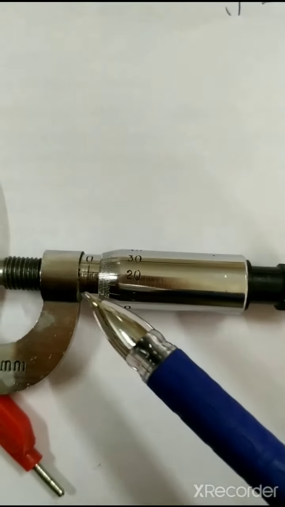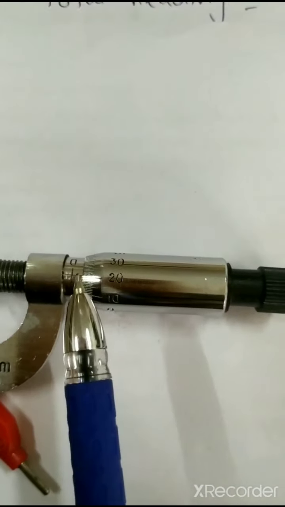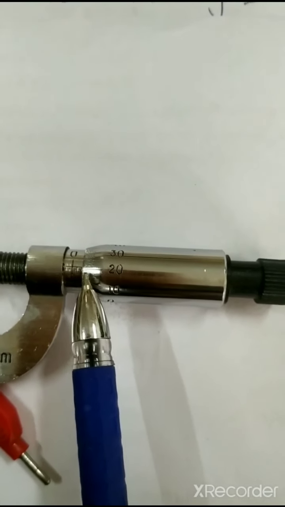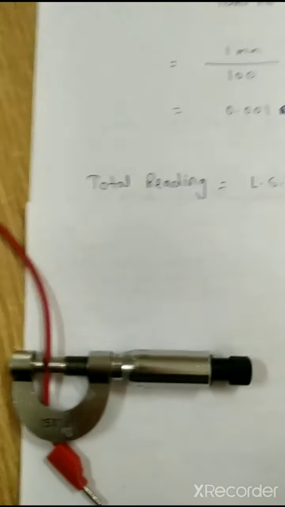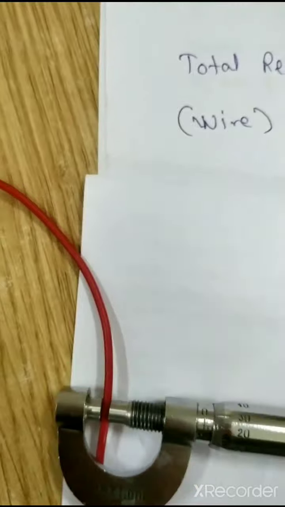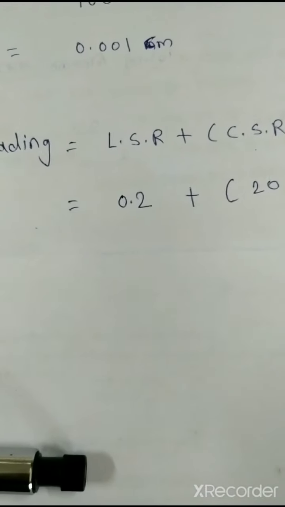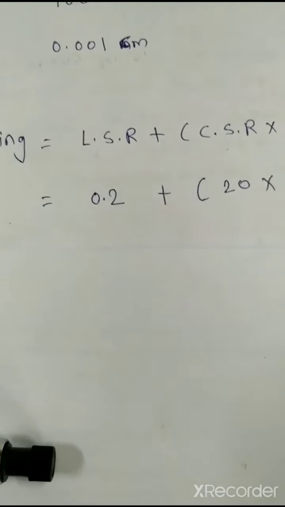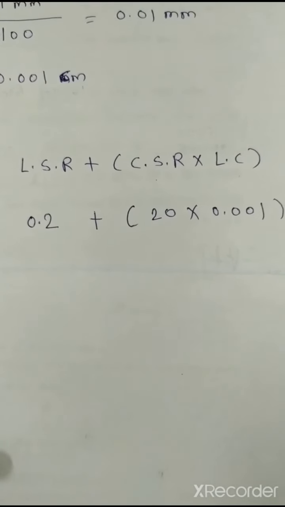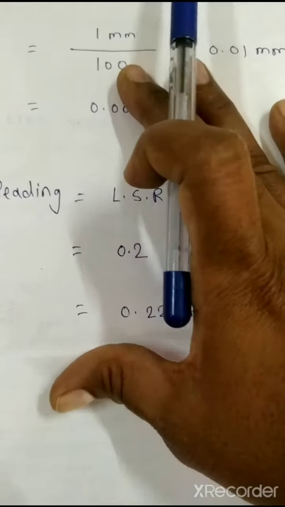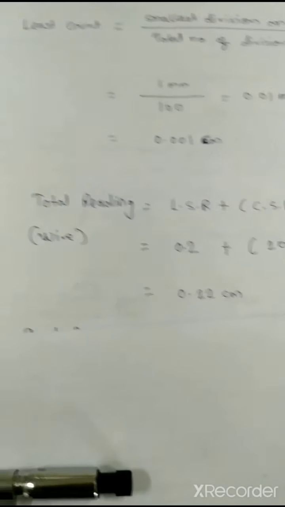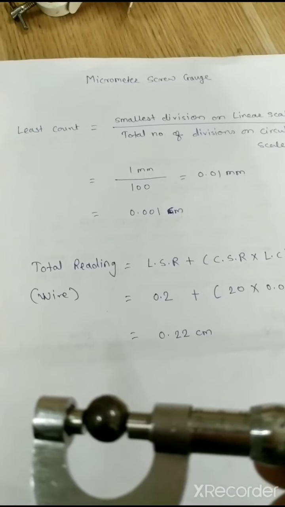And see the circular scale reading. See this horizontal line on a linear scale where it coincides at 20. So the circular scale reading will be 20. So I can write the linear scale reading 0.2 plus circular scale reading 20 into least count, that is 0.001. So I got the reading, that is 0.22 centimeter. This is the diameter of the wire.